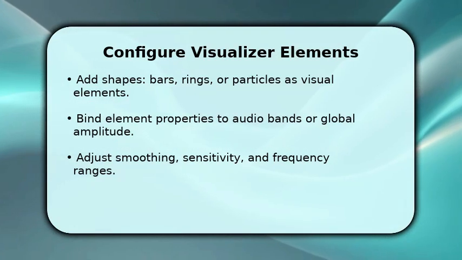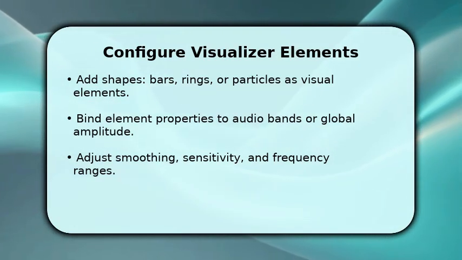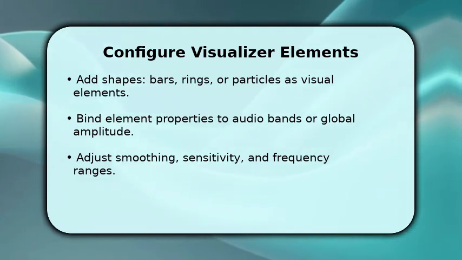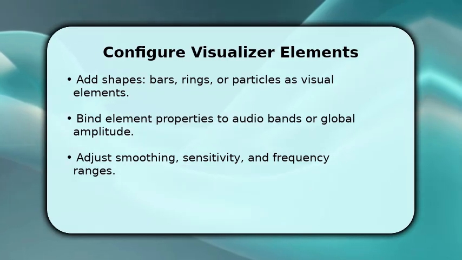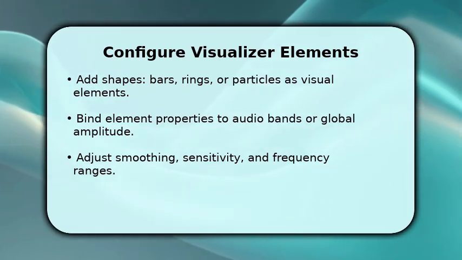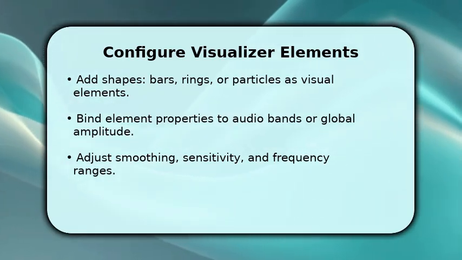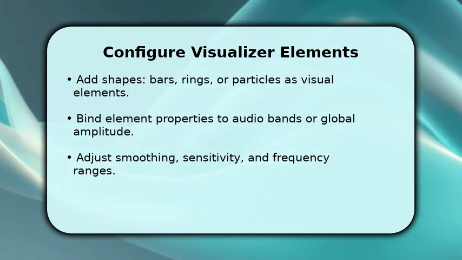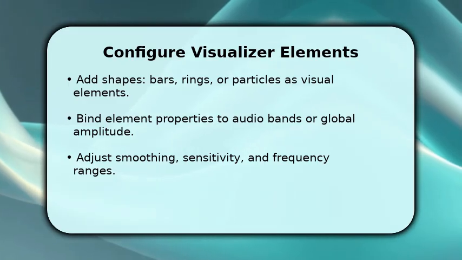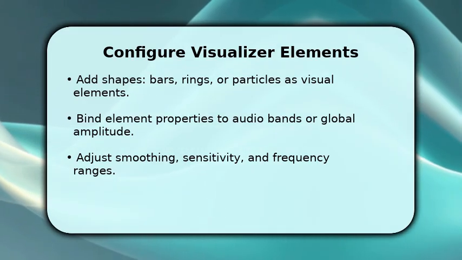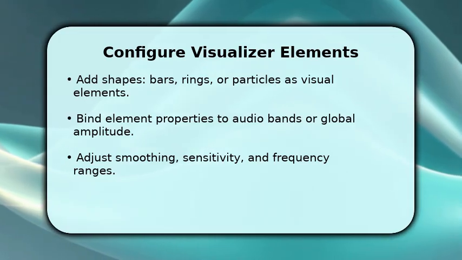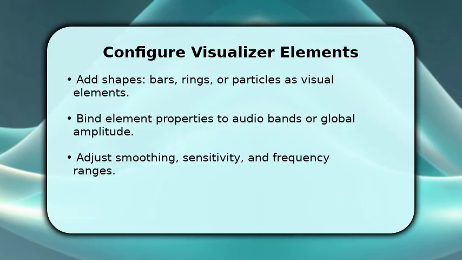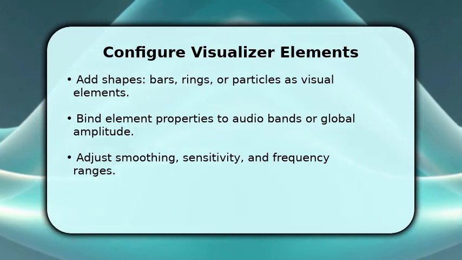Next, you focus on creating the visuals that respond to sound and why each setting matters. Add elements, bars, rings, or particles, and link their scale, opacity, or color to specific audio bands so lows move bass elements and highs trigger treble details. Then tweak sensitivity and smoothing to control jumpiness versus fluid motion. Higher sensitivity makes subtle sounds visible, while smoothing prevents jitter. Make sure to map frequency ranges deliberately so each element reacts in a musically meaningful way.